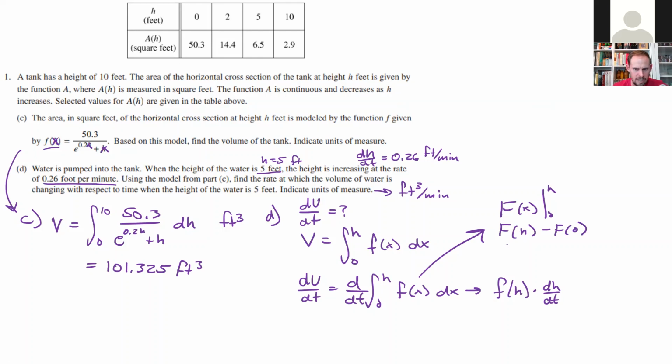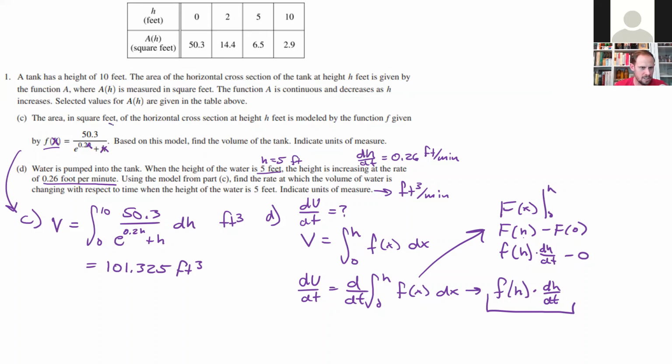Well, if we take the derivative of this guy, the derivative of capital F would bring us back down to lowercase f, times the derivative of the inside, which is dh/dt. If we took the derivative of this, we'd get 0. So we do just get that guy right there, f of h times dh/dt.